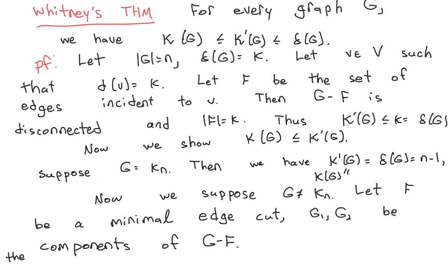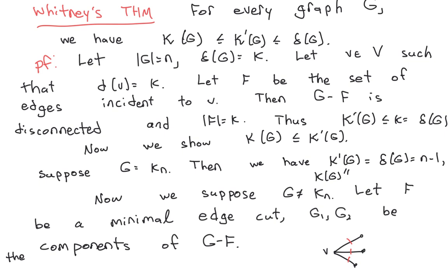So suppose your graph has n vertices, and suppose the minimum degree is k. So we want to find an edge cut of size k. Well, one way to do that is to take a vertex of degree k, and then just consider the edges incident to that vertex. We're going to let that set be known as F, and we see that G minus F is disconnected. The reason is that if we take a vertex of minimum degree and delete all the edges incident to that vertex, there's no way to get from that vertex to any other vertex in the graph.